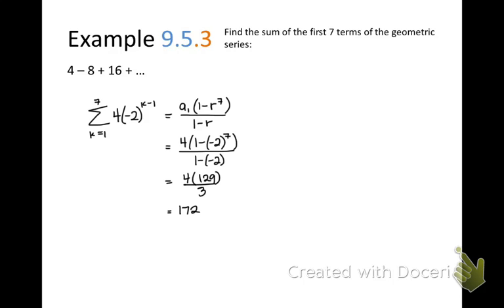Now again, you might think that that's a pretty small number because by the time I get to my 7th term, 4 times 2 times 2 times 2 times 2, you know, you're getting a number that's way bigger than 172. So why is this so small? Because you're alternating positive to negative. So as you add a big number, you're then subtracting a bigger number, and then adding a bigger number and subtracting a bigger number, right? So that's why that's staying fairly small as I go on. Okay?